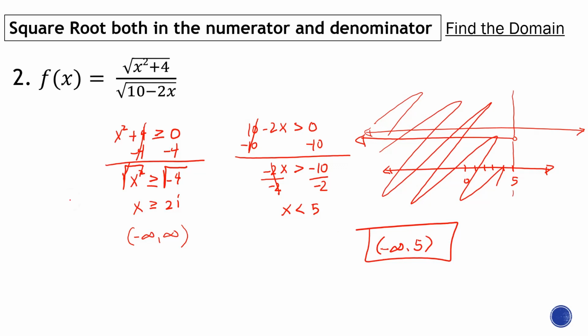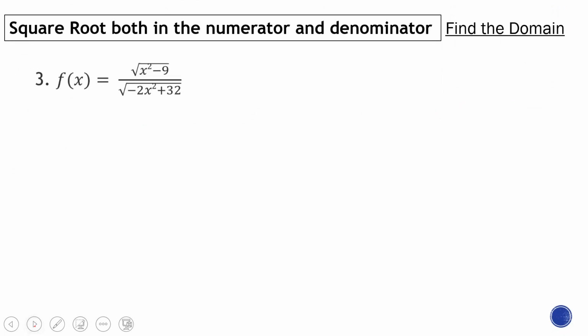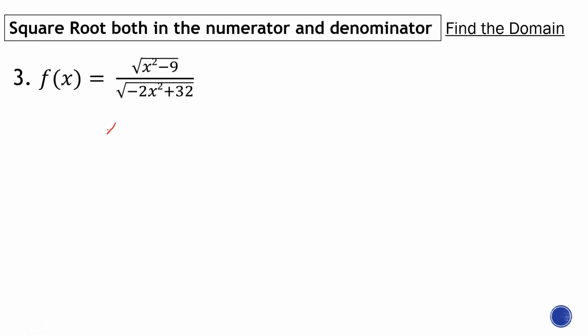Okay, let's go to the third and last example. So let's have x squared minus 9 is greater than or equal to 0. We add 9 on both sides. This will be x squared is greater than or equal to 9. And of course, we need to find the square root of that. So x is greater than or equal to positive or negative 3.